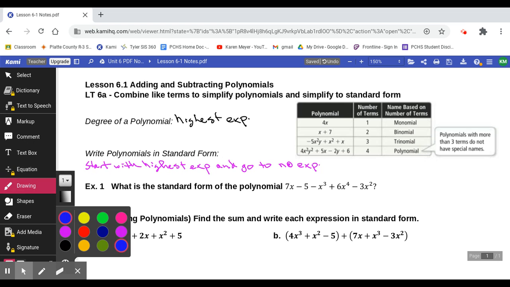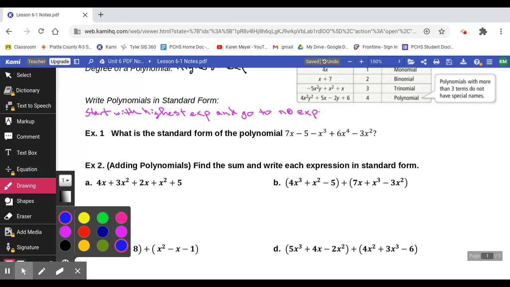So on example number 1, they give you a polynomial and they want you to write it in standard form. So first thing, go through and look for the highest exponent. And the highest exponent is x to the 4th power. So I'm going to write that term first, 6x to the 4th power. Then I work my way down, so I look for x to the 3rd. So minus x to the 3rd. Then look for x squared, so minus 3x squared. Then look for x, so plus 7x. And then finally you end with your plain number that has no variable with it, and that is a minus 5.